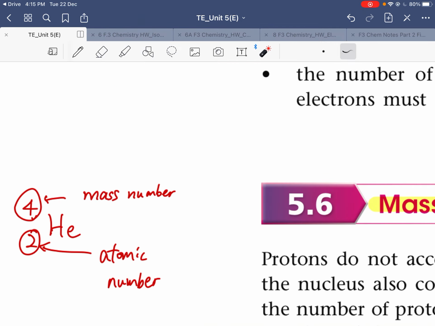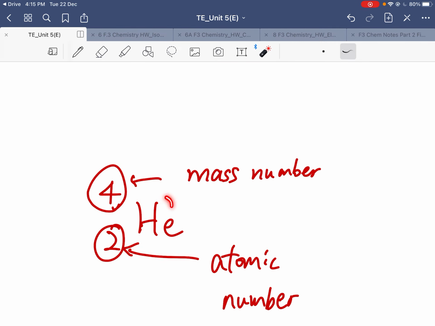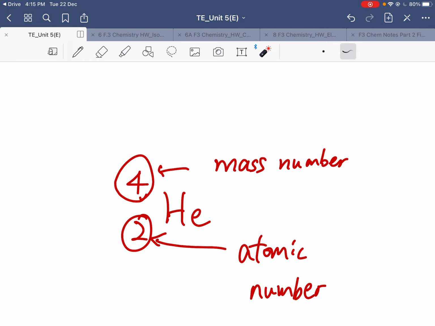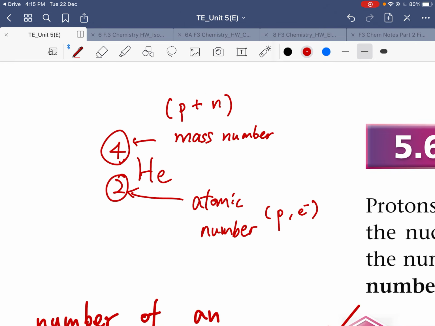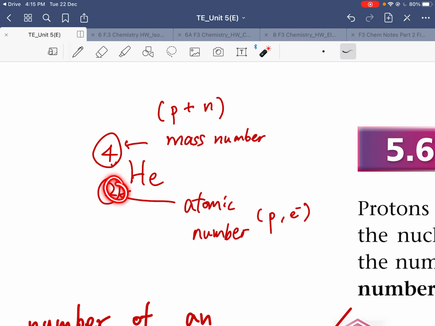Next is the mass number. Guys, we use this symbol. Of course, on the right hand side, this is the symbol of the element. And you have 2 numbers at the top and at the bottom of the left hand side of the element. The top left hand number represents the mass number. That means the number of protons plus the number of neutrons. This is the mass number. And the bottom number is the atomic number. It is the number of protons, the number of electrons in the element.